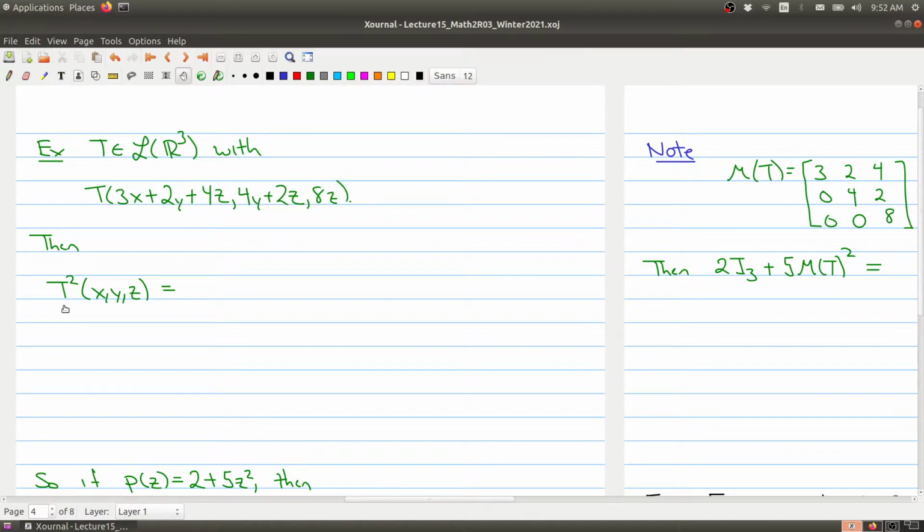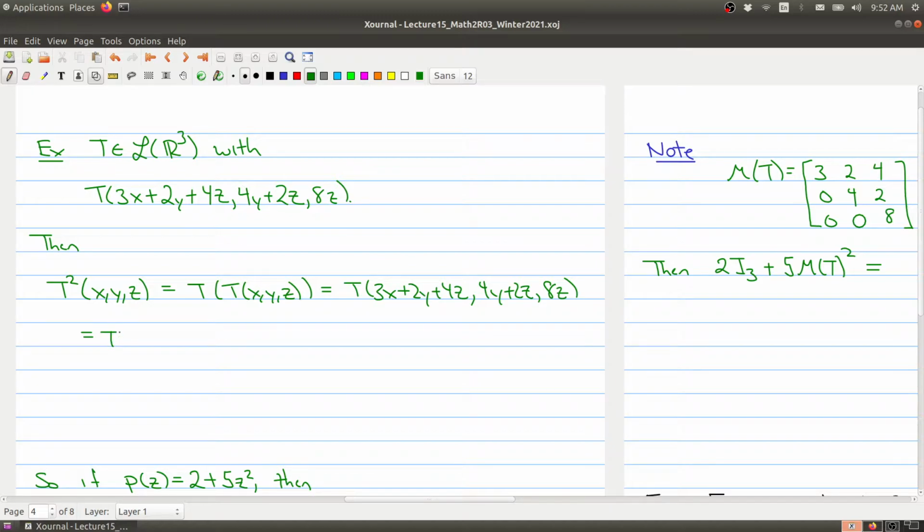And let's say I want to know, well, what is the operator T squared? So just by definition, this is the operator that you get when you take an x, y, z, you plug it into T, and then you plug that output back into T. So this is the same thing as saying T evaluated now at 3x plus 2y plus 4z, 4y plus 2z, and 8z. And now things get a little messy because we have a very big expression here. So we're taking this term and plugging it back into T.